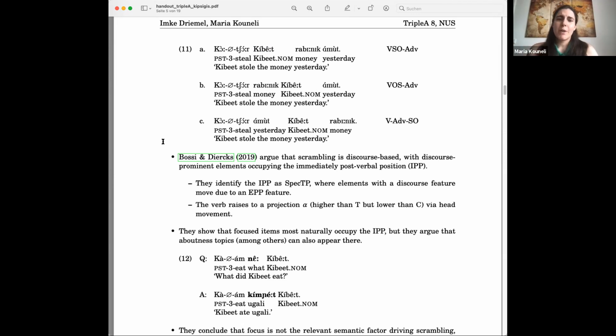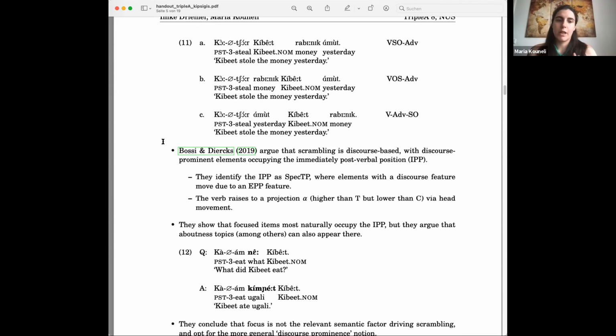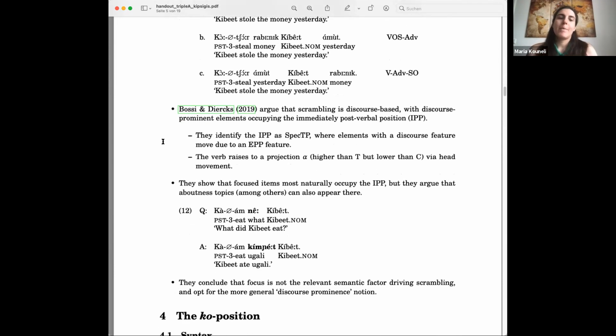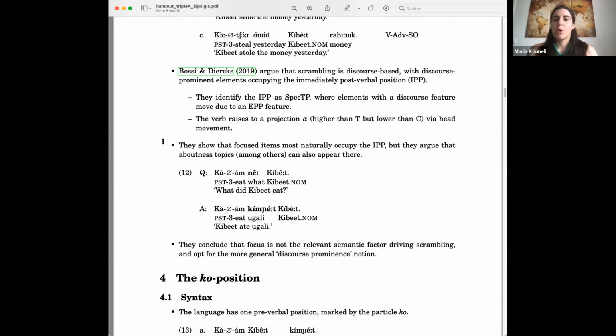So we're going to skip here their syntactic analysis and talk a little bit more about what the semantics of that position is. And they show that focused items most naturally occupy this immediately post-verbal position. So if you have focus in the sentence, it will most likely appear in that position. This is illustrated in 12 with a question-answer pair.